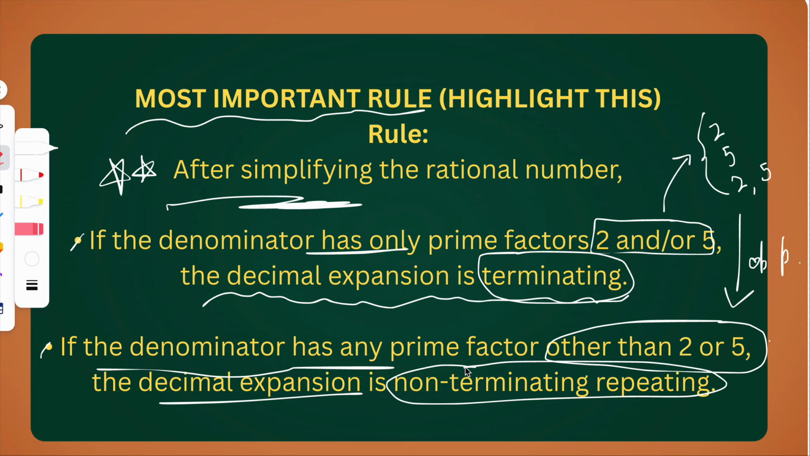टर्मिनेटिंग होगा। Similarly, we'll check if the denominator has any prime factor other than 2 or 5, then the decimal expansion is non-terminating repeating. Got it? Very simple. Please remember this key rule. Okay, very important rule for judging whether a number is a rational or an irrational number.